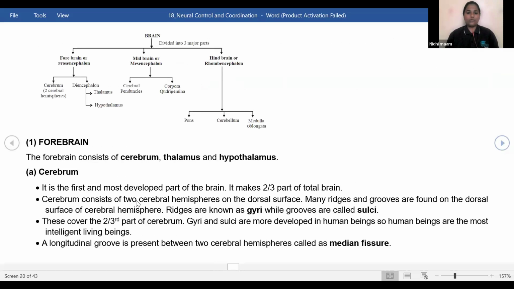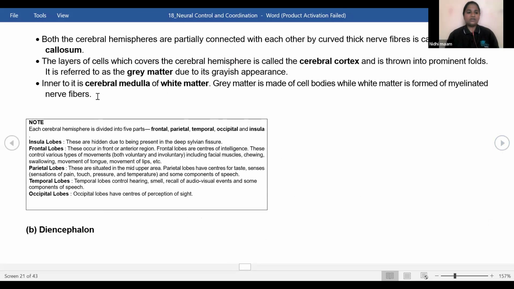Forebrain. When we come to the forebrain, we have the cerebrum, thalamus and hypothalamus. So the cerebrum is the first part of the brain. And what is the function of the cerebrum here? So here you can see this cerebrum, just a minute. I think here we have this.